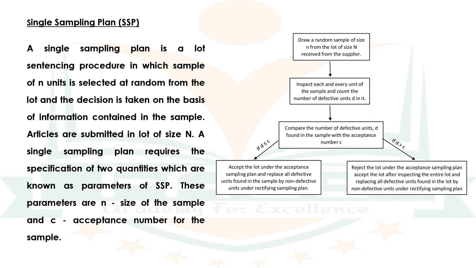And if D is greater than C, we reject the lot under the acceptance sampling plan and accept the lot after inspecting the entire lot and replacing all defective units found in the lot by non-defective units under the rectifying sampling plan.